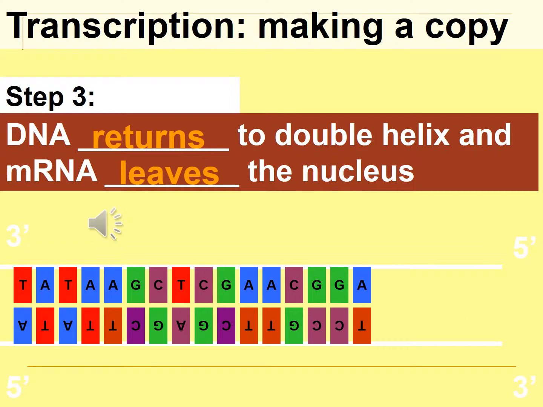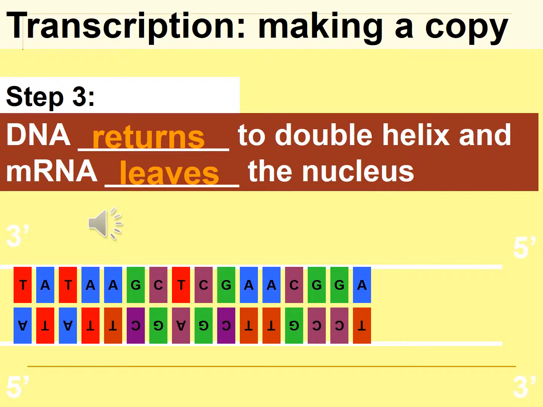The third and final step is that the DNA returns back to its original state. So it does not stay separated, it goes back to what it was. And the RNA polymerase goes away, starts creating more mRNA somewhere else, and the mRNA that's now created leaves the nucleus to the cytoplasm to join up with the ribosome, and the DNA just goes back to being zipped up again. So there is absolutely no change done to the DNA.